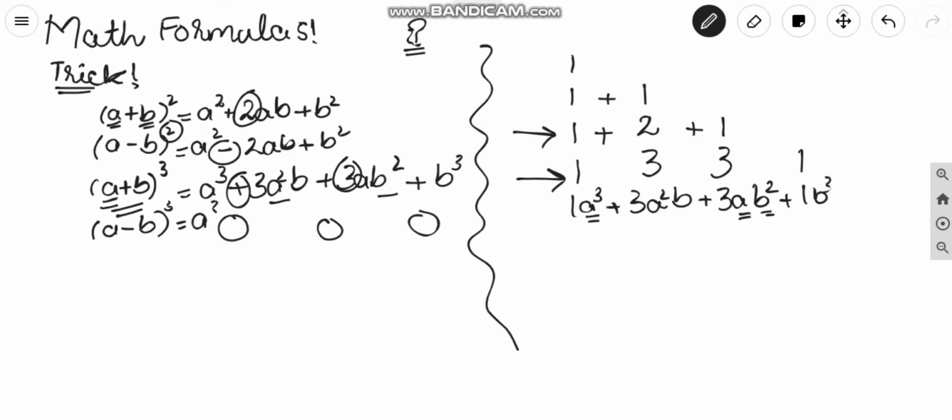Now let's expand it for (a - b) whole cube. Simply you can write a cube. Here you can observe it is the sign of plus. Now alternate it, it will become minus 3a square b, minus, then alternate it, it will become plus, write 3ab square, here is plus, alternate it, it will become minus b cube. This is how you can expand (a - b) whole cube.